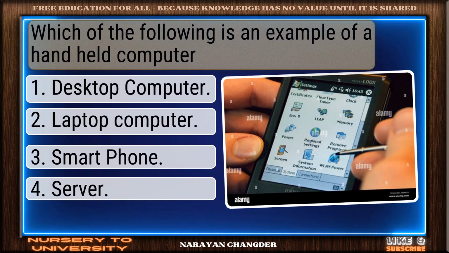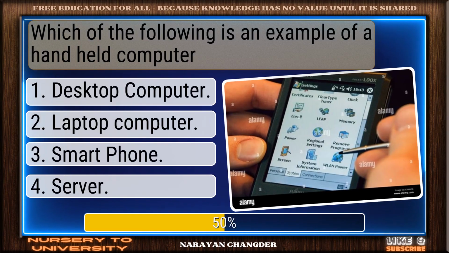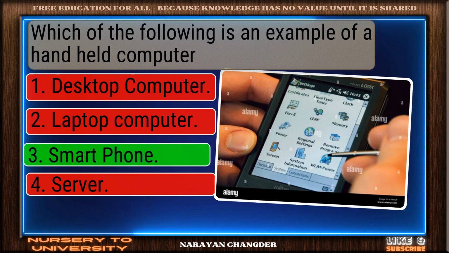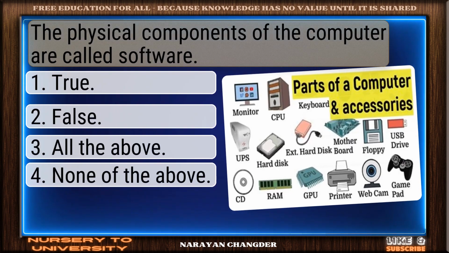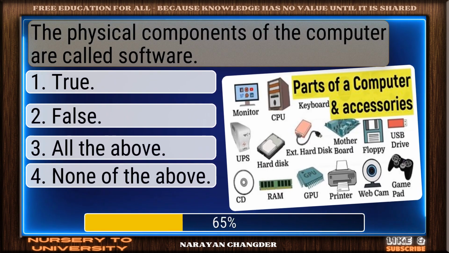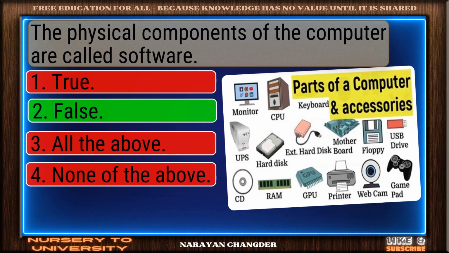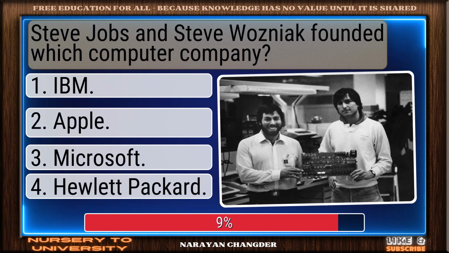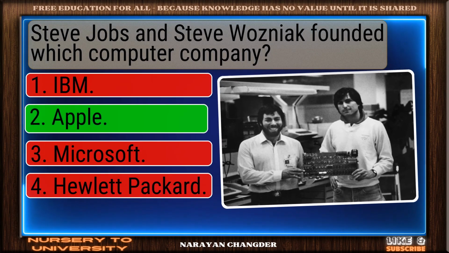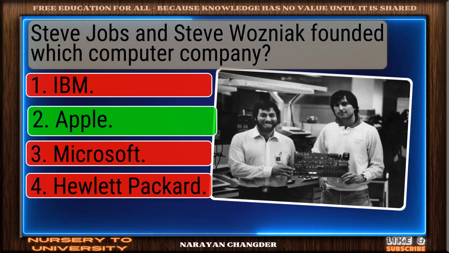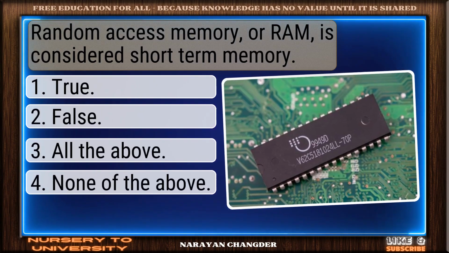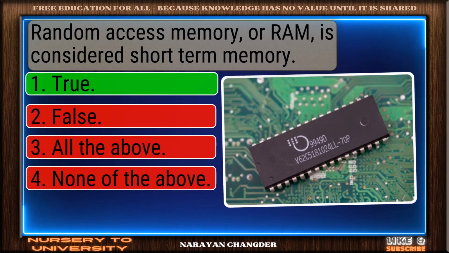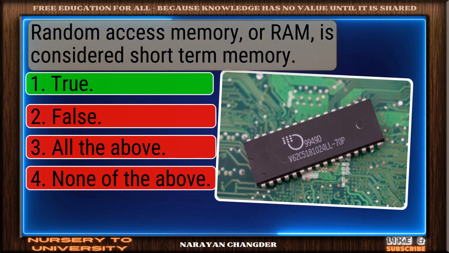Which of the following is an example of a handheld computer? Correct response. Smartphone is accurate. The physical components of the computer are called software. Nicely done. False is solid. Steve Jobs and Steve Wozniak founded which computer company? Excellent choice. Apple is right. Random access memory, or RAM, is considered short-term memory. Smart pick. True is correct.